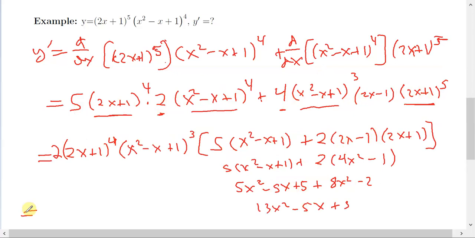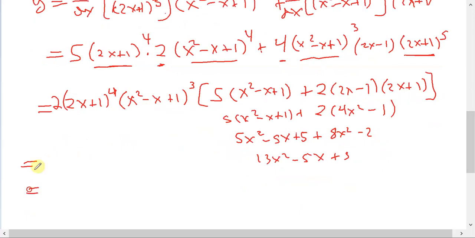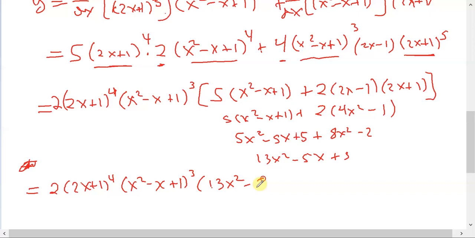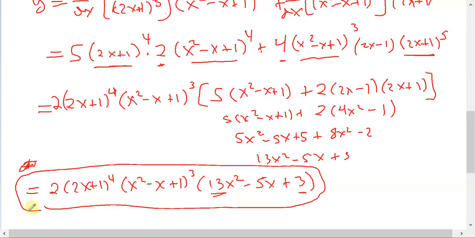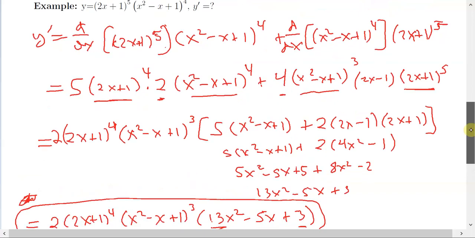So what I end up with, once I do my simplifying there, is 2 times 2x plus 1 to the 4th times x squared minus x plus 1 to the 3rd times this thing, 13x squared minus 5x plus 3. And if this factors, you should factor it. When you're doing derivatives, you try to get things simplified as far as you can by factoring, canceling, all of that stuff. You can try trial and error, but with that 13 and 3, there's no way to get that 5 in the middle through trial and error. So this is the derivative of that function right there.